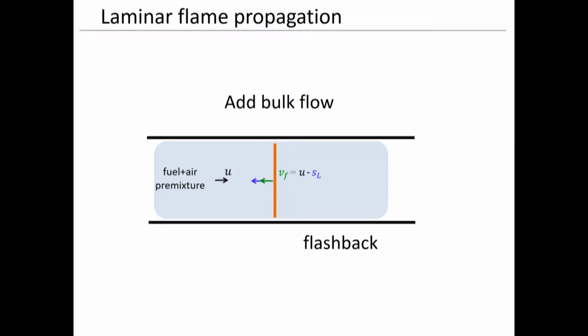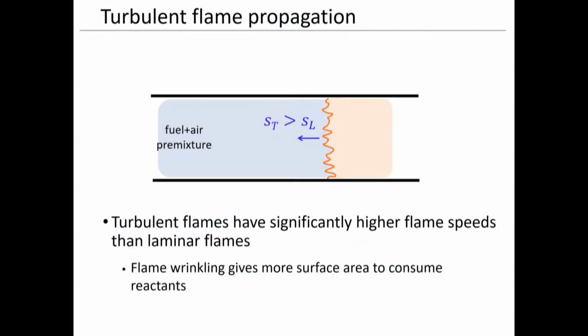Flashback is occurring then when that bulk flow is moving slow enough that this flame can propagate upstream. So there's a few twists on this. If the flow is turbulent, let's say these reactants are turbulent, it's going to wrinkle the flame, and essentially you have this kind of greater surface area for combustion to occur. You have higher reaction rates, higher heat release, and you end up having a higher flame speed. So this is ST, the turbulent flame speed, is greater than the laminar flame speed.